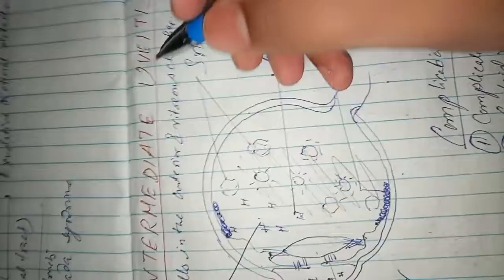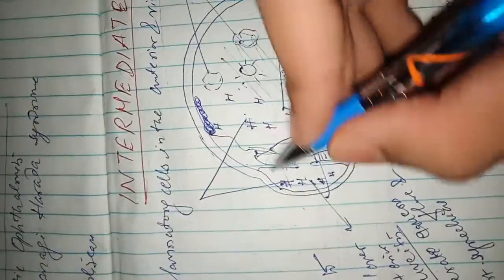Now coming to the intermediate uveitis. The intermediate uveitis is basically where inflammatory cells in the anterior chamber and the vitreous chamber are found. In the anterior chamber and in the vitreous chamber we can see the intermediate inflammatory cells. In the vitreous cavity we can also find the snowball opacity. This is very important.